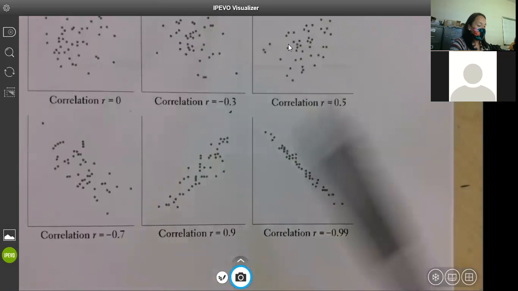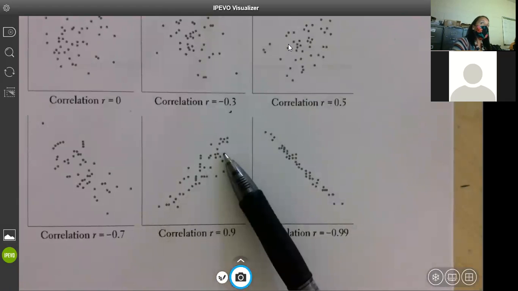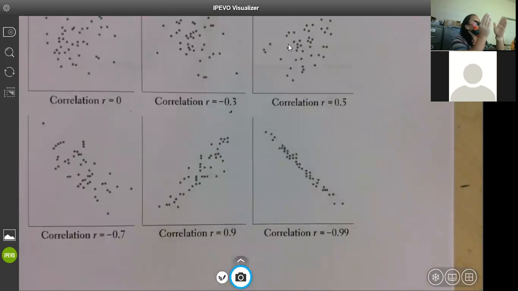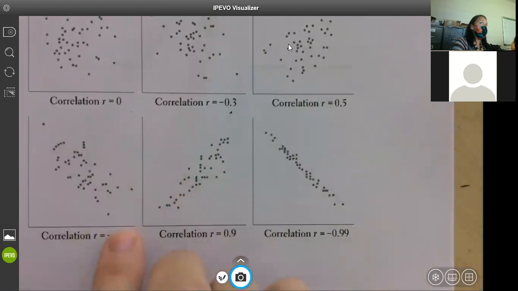Yeah, I'll teach you. All right, and again, here is 0.9 because you can tell that it's linear and it compacts more. The more compact it is, the stronger it's going to be. So the less compacted it is, we can tell that this is negative, but it's going to be a little weaker than that 0.9 because it's more scattered out. Okay, so those are just giving you examples.